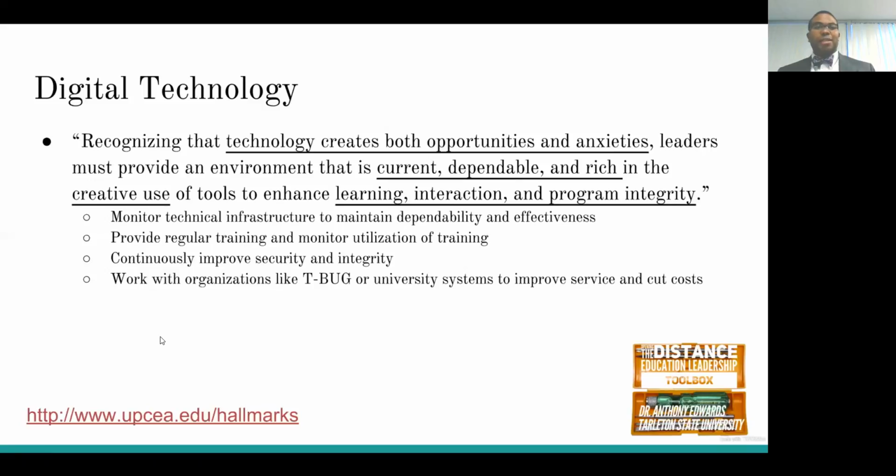There's going to be some great things that happen as a result of technology, but it's going to create new challenges and more work sometimes, some more new processes and procedures, new concerns that we have to think about, and the bar keeps getting raised in terms of what we've got to do. So that's just kind of part of the work that we do. An environment that has to be current, dependable, and rich.